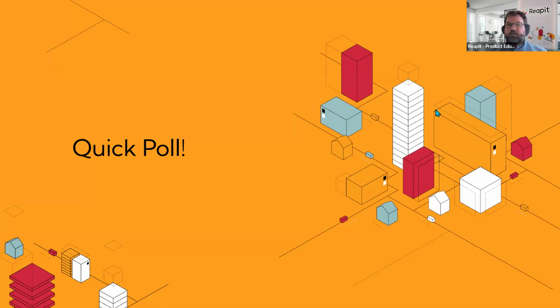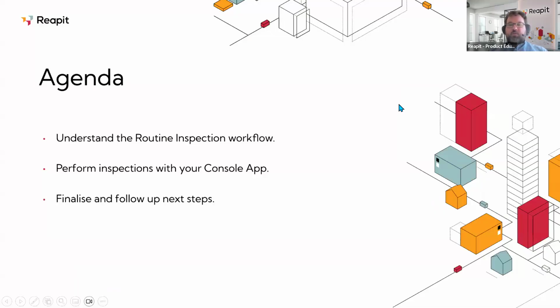So let's get on to the next slide here. I want to go through the routine inspection workflow within Console Cloud, and I will discuss the templates as we go and some ideas that we have there for you. We're going to perform some inspections in the Console Go app, and then we'll come back and finalize those in the desktop where we can go through some things there. So without further ado, let's get in and have a look at Console Cloud.